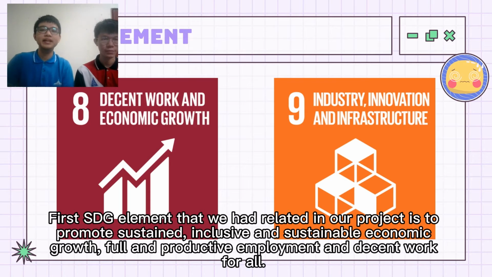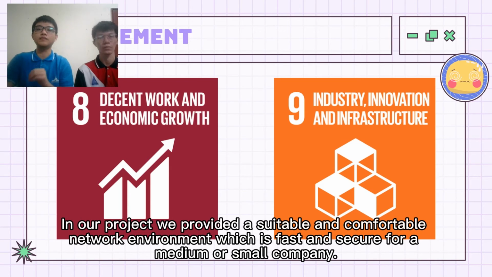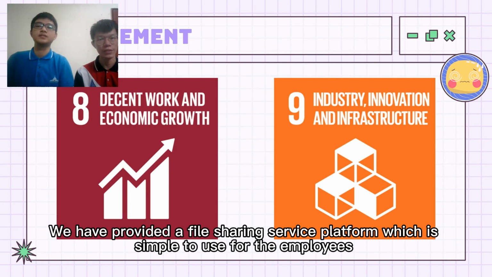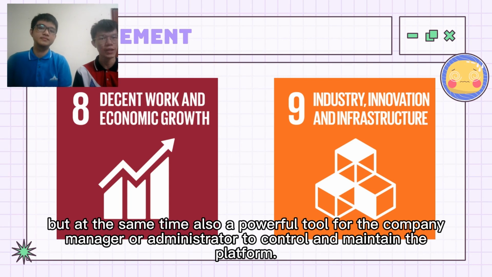The first SDG element related to our project is to promote sustained, inclusive and sustainable economic growth, full and productive employment and decent work for all. In our project, we provided a suitable and comfortable network environment which is fast and secure for medium or small companies. The next SDG is to build resilient infrastructure, promote inclusive and sustainable industrialization and foster innovation. From our project, we have provided a file sharing service platform which is simple to use for employees, but at the same time also a powerful tool for the company manager or administrator to control and maintain the platform.